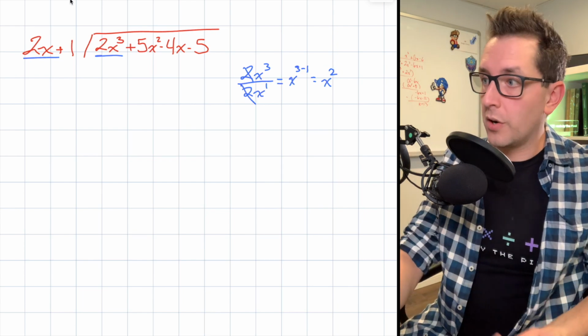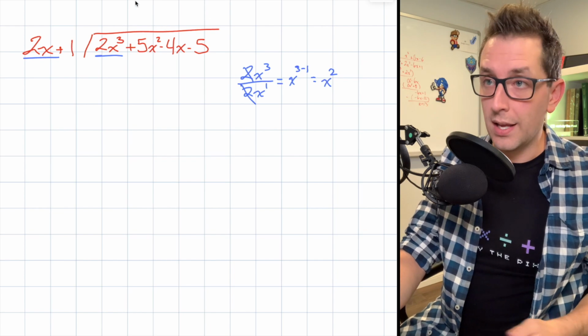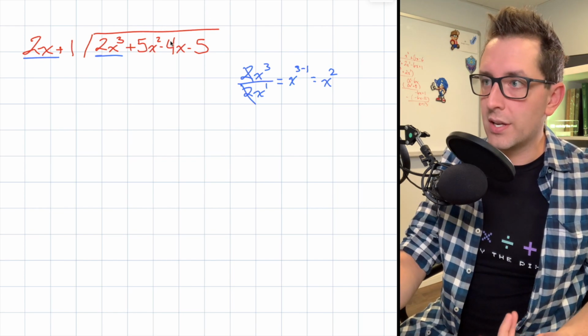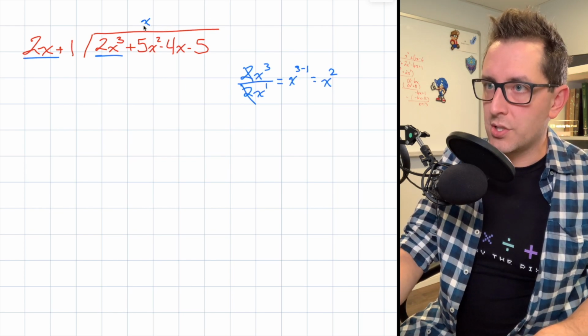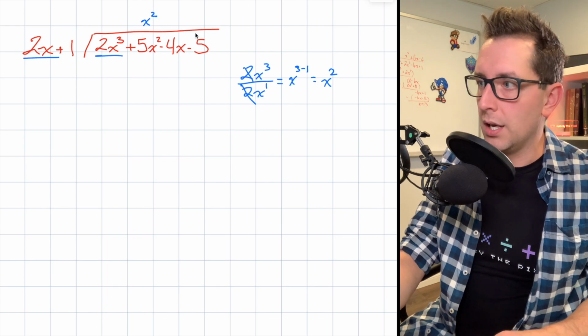And since I've got an x squared term, I'm going to find that x squared term in my dividend, and I'm going to put it directly above it. So the 5x squared here, I'm just going to put x squared. That's the first term in my quotient.